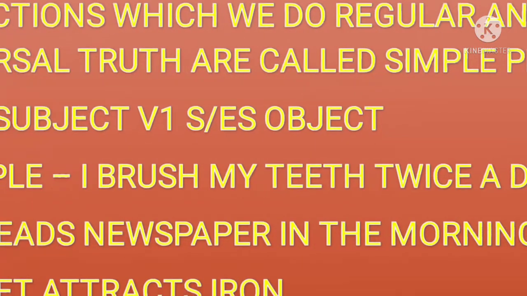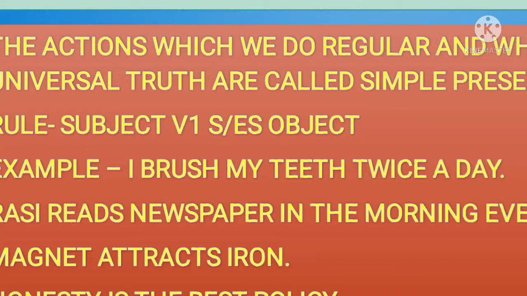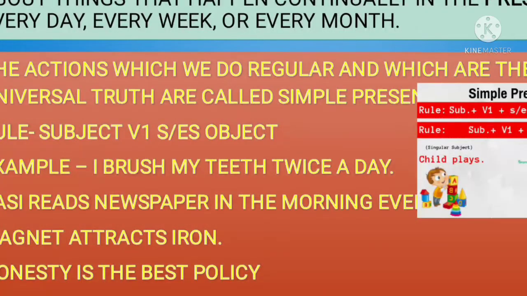The function of simple present tense is that we use it for habitual action. Habitual action means that we do something daily or regularly. Like, I brush my teeth twice a day. Rasi reads the newspaper in the morning. Magnet attracts iron. It is a scientific truth, so we have to use simple present tense. Honesty is the best policy. It is a proverb, which is always the same, so it is also used in simple present tense.